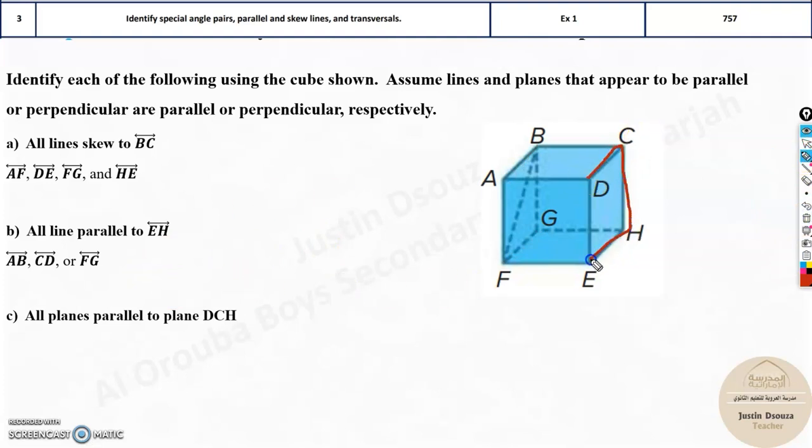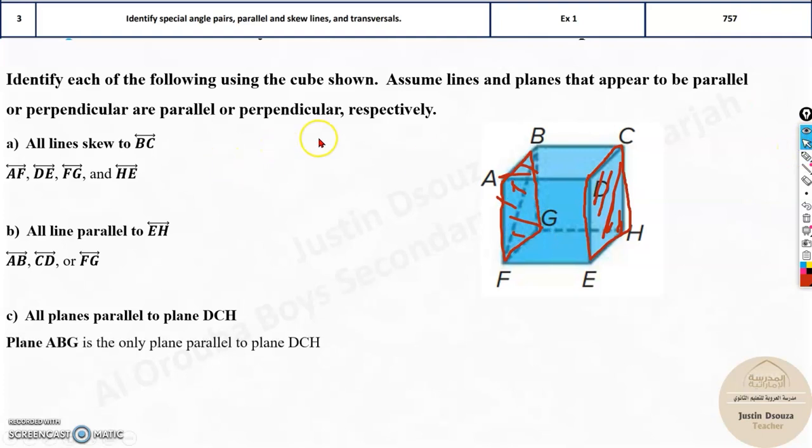See, this is a plane, right? Any 3 points must be mentioned in a plane. So this is a plane. Now, this is not parallel. None of them. Only one parallel over here, this one. So you can tell AFG or ABG or any of the 3 points. This is a plane that is parallel to it. So that is the parallel plane.